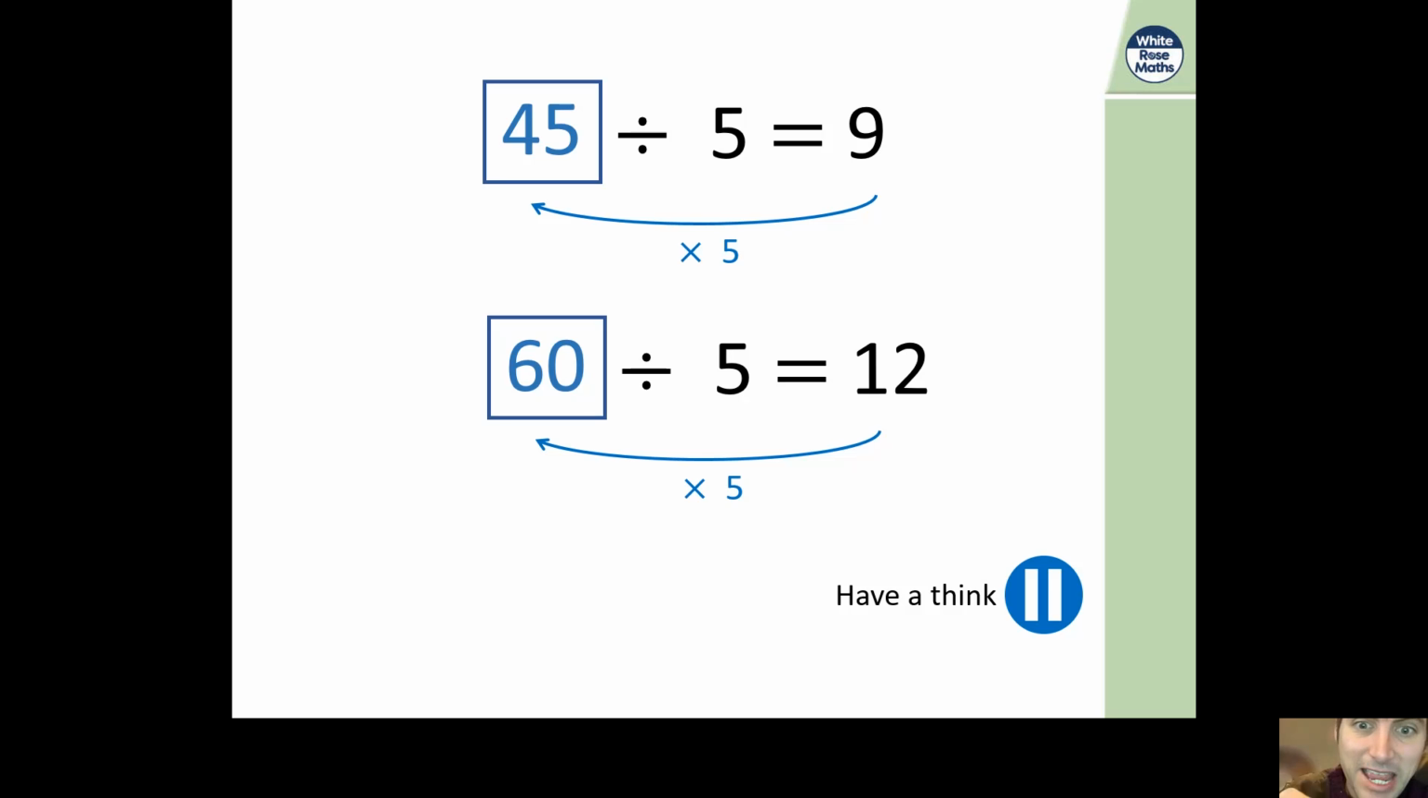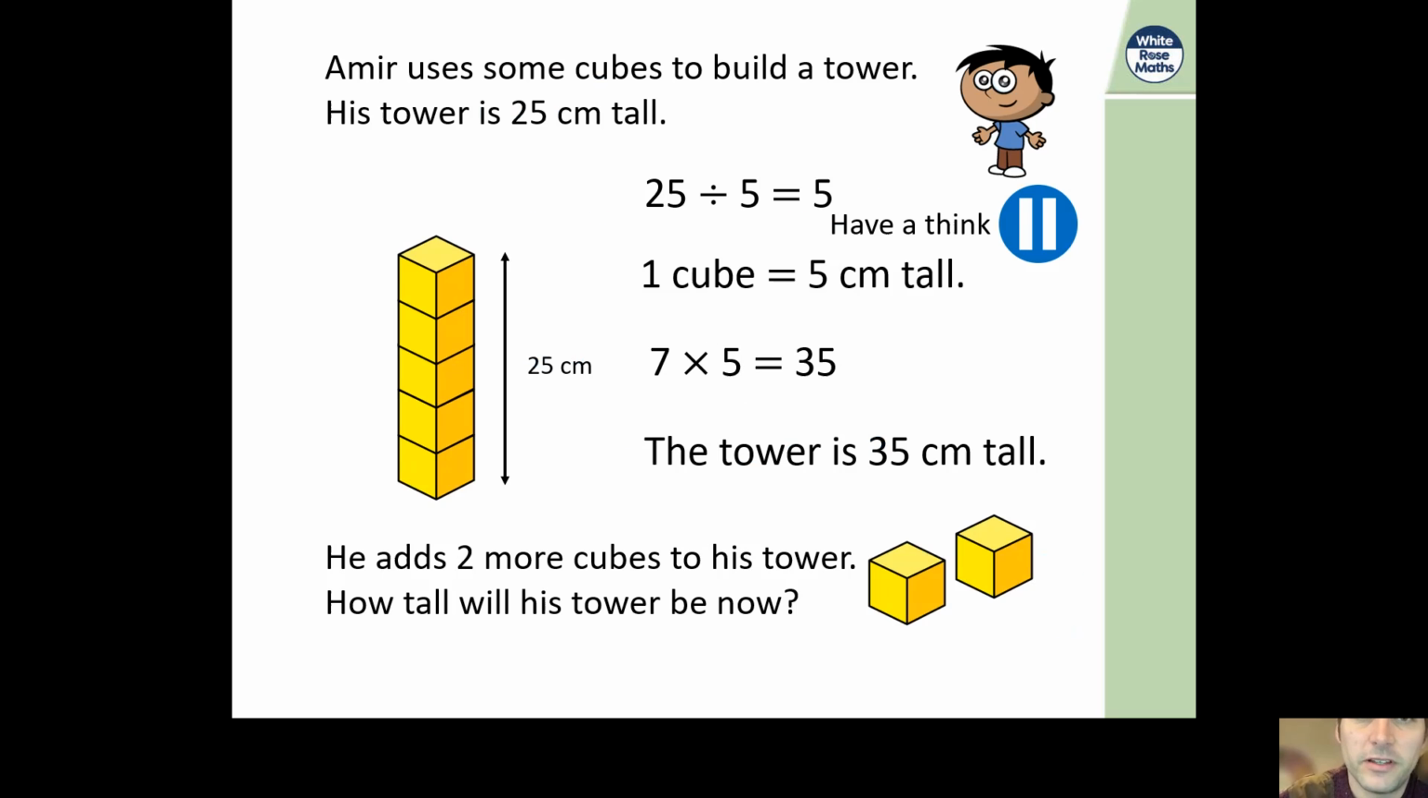Here then we've got to do the same. We've got to look at 12 and 5. 12 times 5 we know is, well done, I could hear you all shouting out, 60. Well done. Yes, so we know that 12 times 5 is 60 and therefore 60 divided by 5 is 12. Great job. Now, Amir has been building a tower.